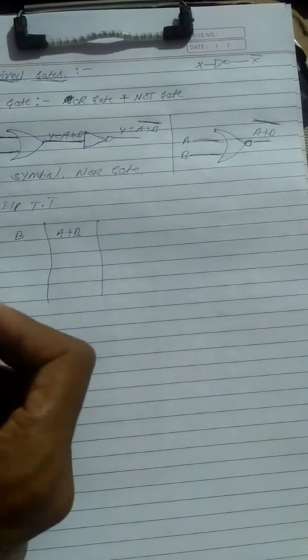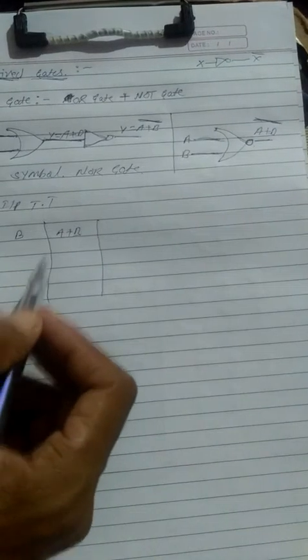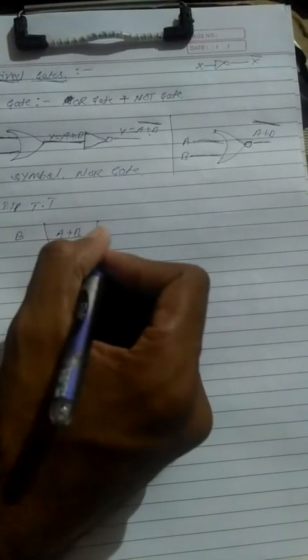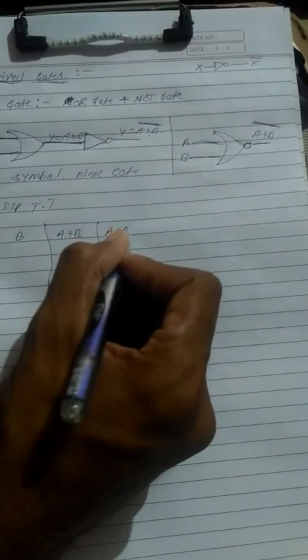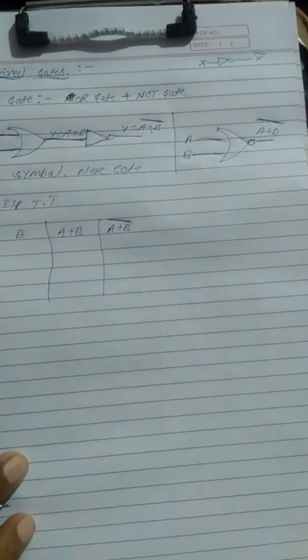A and B are the inputs. A plus B is an OR gate. We have to take it as a NOR gate, so A plus B, the whole thing bar.